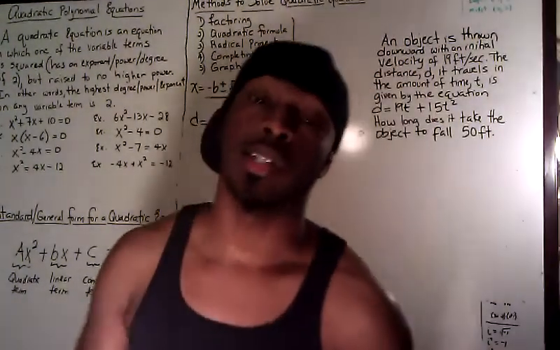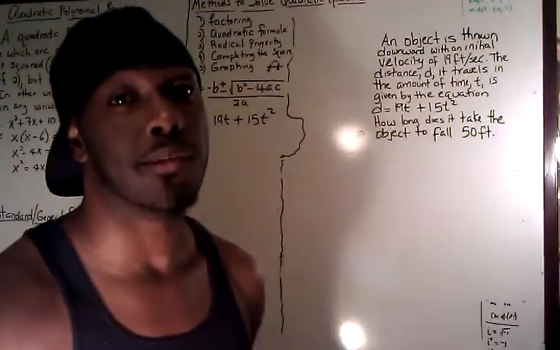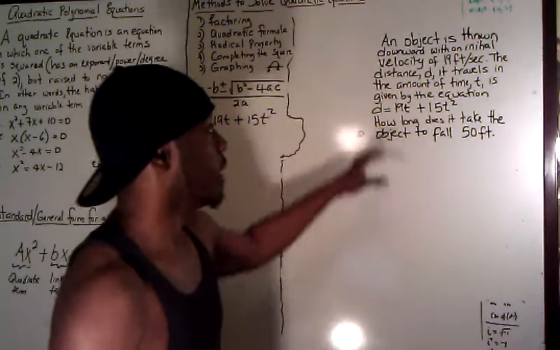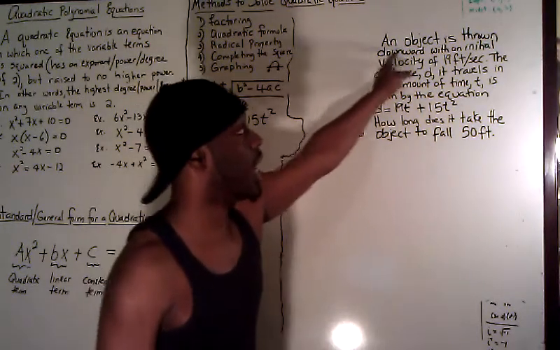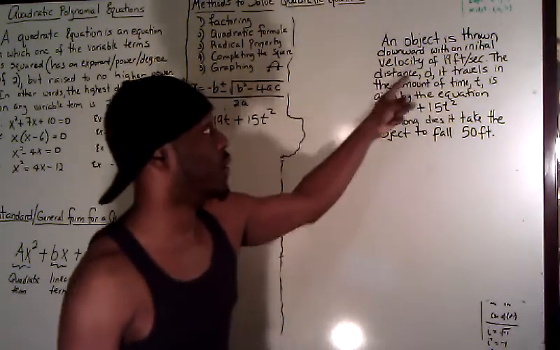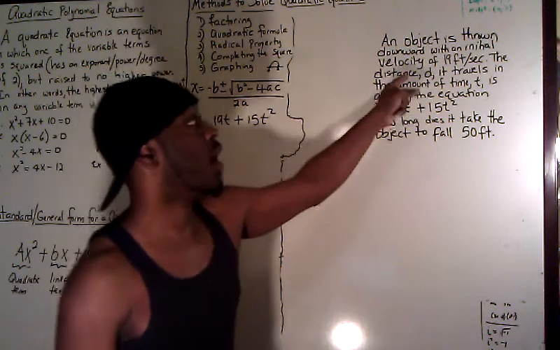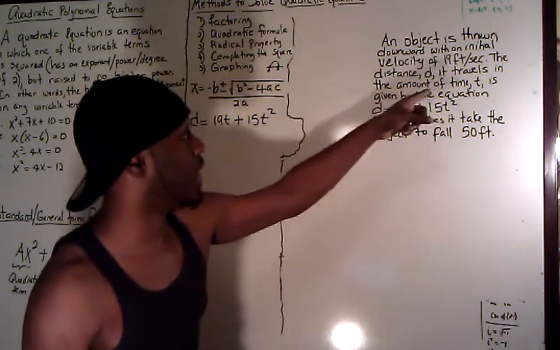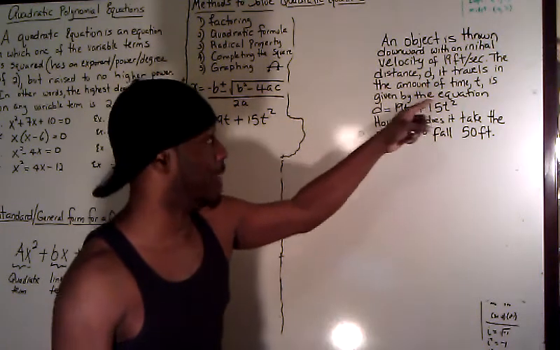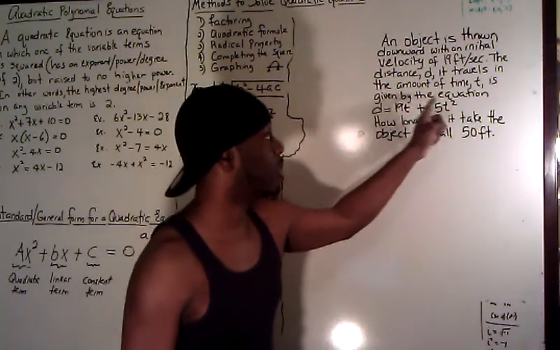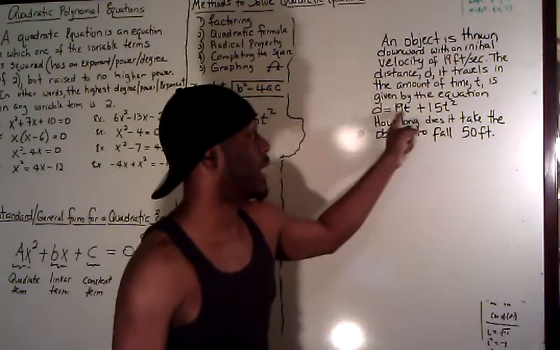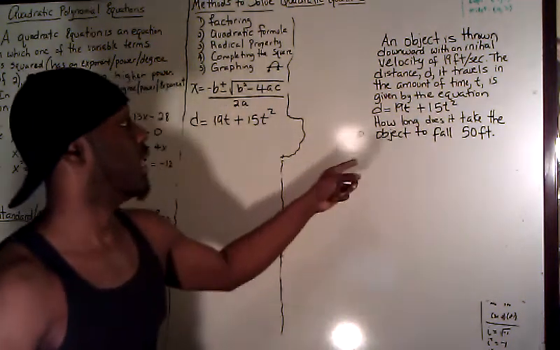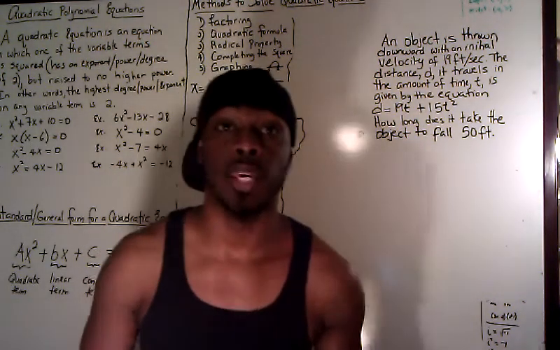I want to conclude our discussion on the quadratic formula by looking at another word problem. And that word problem reads as: an object is thrown downward with an initial velocity of 19 feet per second. The distance d it travels in the amount of time t is given by the equation d equals 19t plus 15t squared. How long does it take for the object to fall 50 feet?